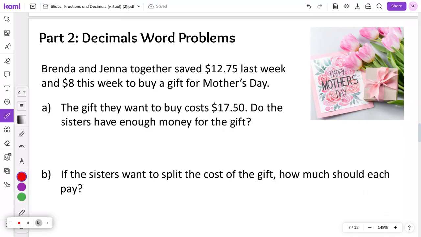For us to decide if they have enough money, first I need to know how much money they have. And if I read through the story, it looks like maybe they have $12.75, but then I notice they also saved $8.